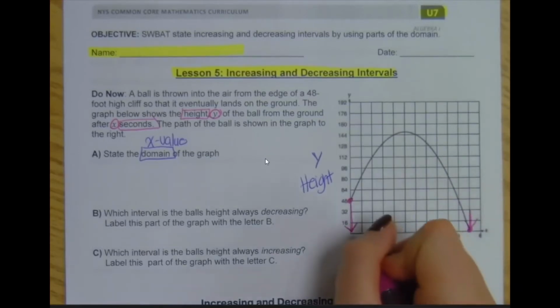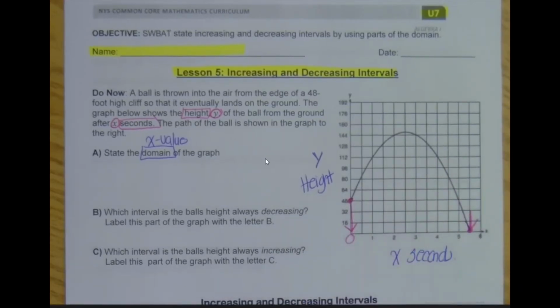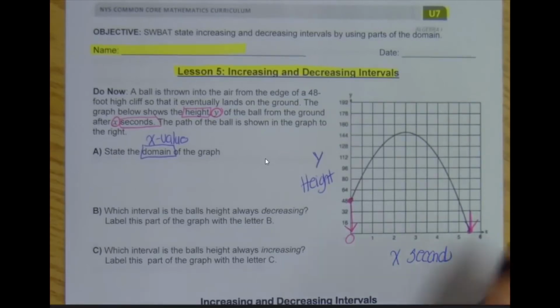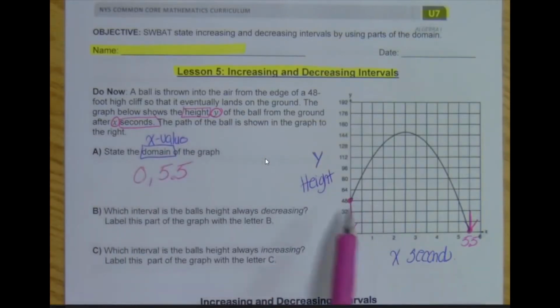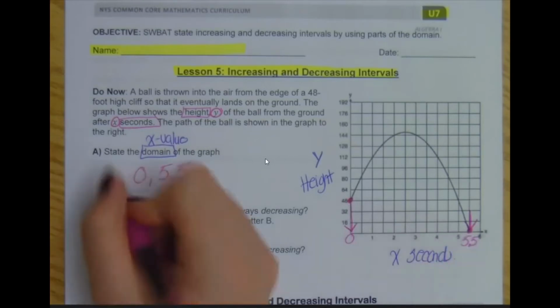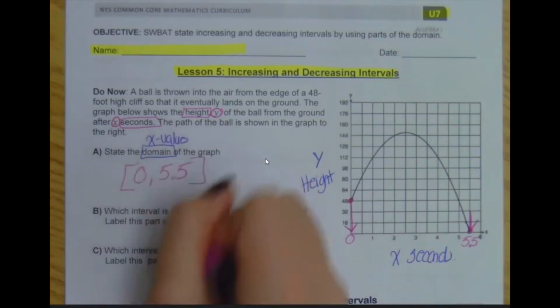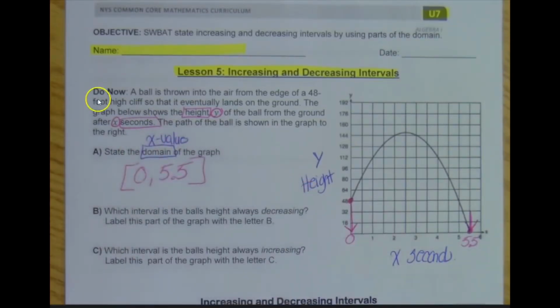So I can see that this is going to be the x value of 0. What number is right in between 5 and 6? Does anybody know? Oh yeah, it's going to be 5.5. So I know that my domain moves from 0 seconds all the way over to 5.5 seconds. So that's what I want to write down. My domain is from 0 to 5.5. Now, these are points that are plotted on my graph. So I'm going to say that they are included, so I'll use brackets to do that.